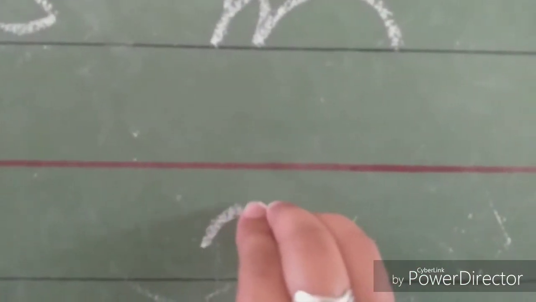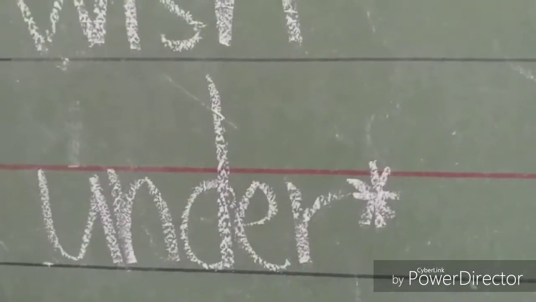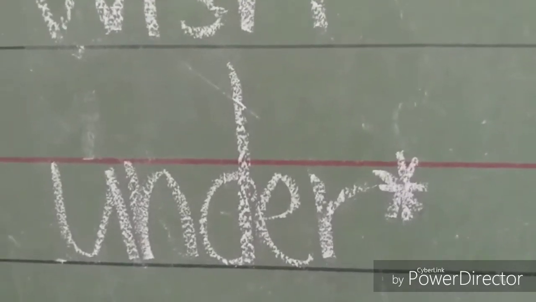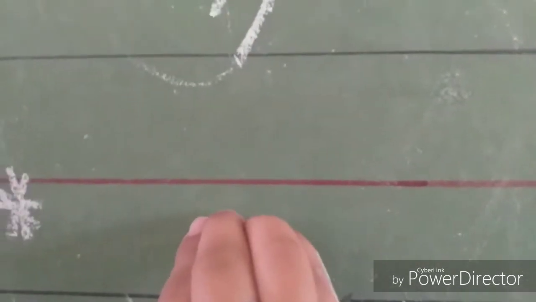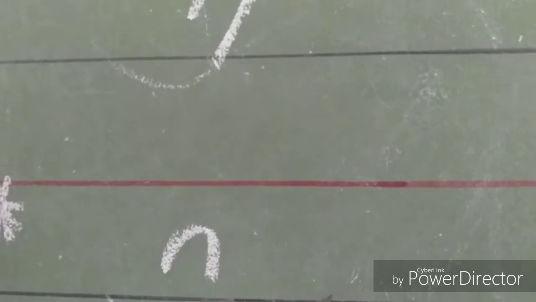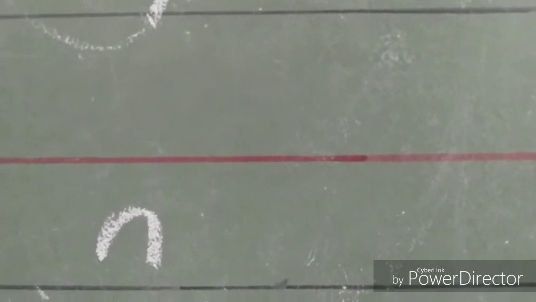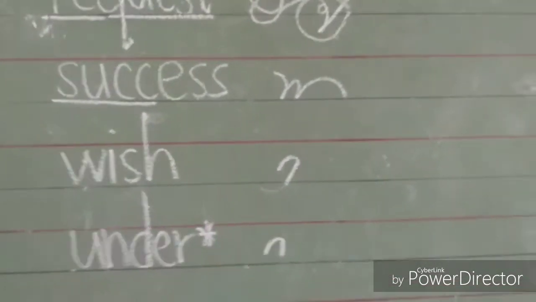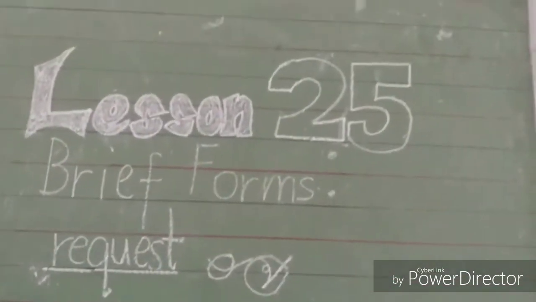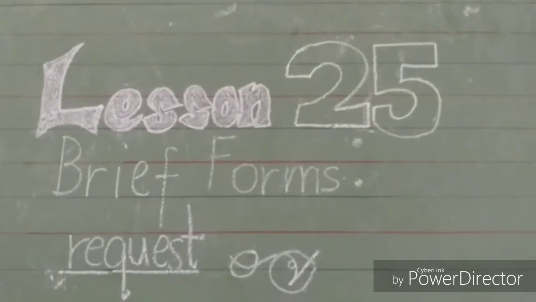The next one's wish. The stroke of wish is represented by OO and ish. The last word in brief forms is under, which is represented by the stroke of OO. Now let's have an overview. That's all the brief forms in lesson 25.